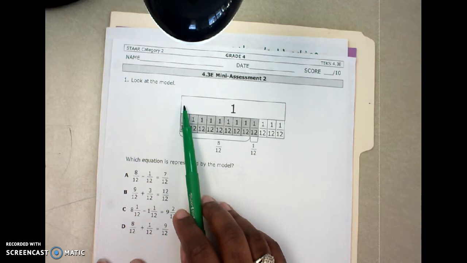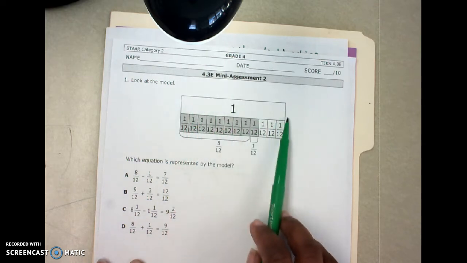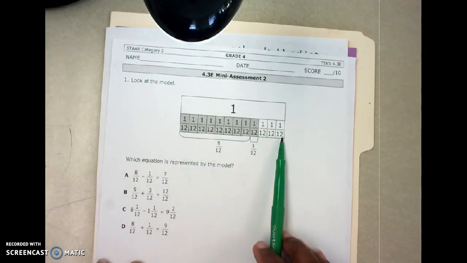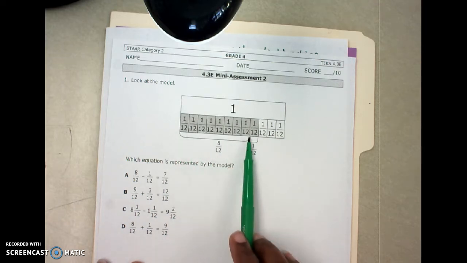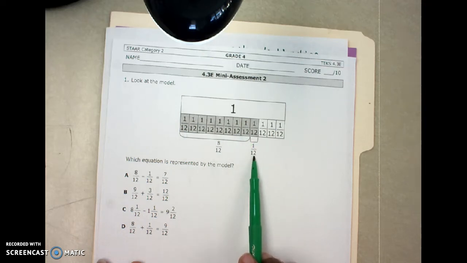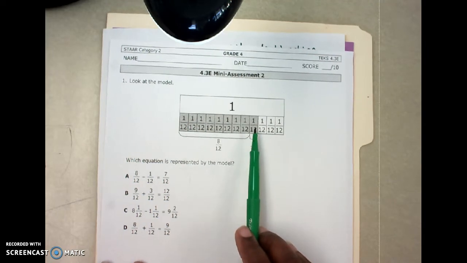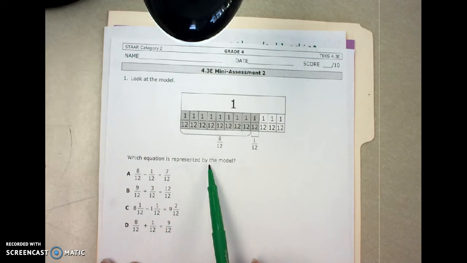So I see a 1 whole, which represents this block, this big block with the 1 represents 1 whole. And then I see a whole bunch of twelfths. I see 12 twelfths at the bottom. Now I notice that they have 8 twelfths blocked off, and then I have 1 twelfth across here. And so we're just looking at the shaded area. So the question is, which equation is represented by the model?